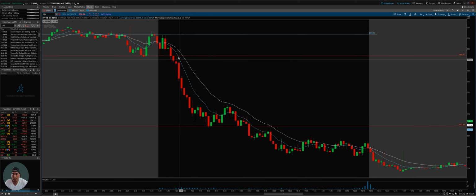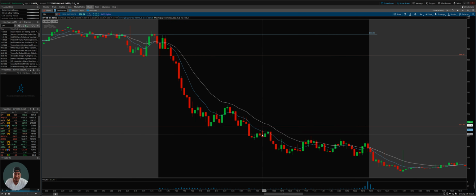Say for example, I got in around this area right here, and I held it the whole time because there was no indication for me to get out. Say I'm gonna get out when it breaks above the 20. It never broke above the 20. It kind of broke above it, but it never actually closed above the 20. It stood below the 20 and the 9 all day. And so that acts as another guidance, right?